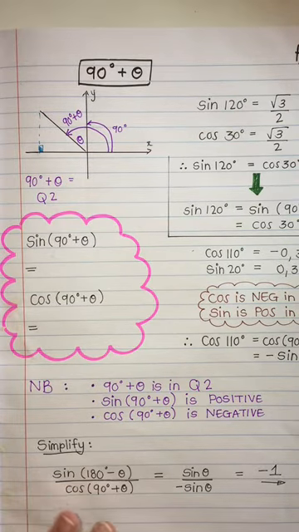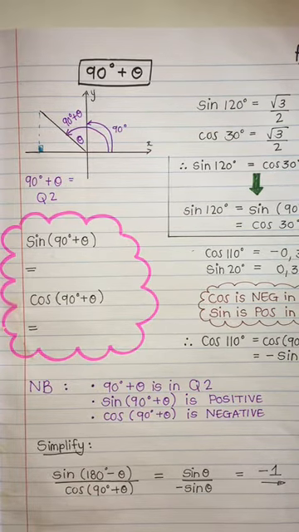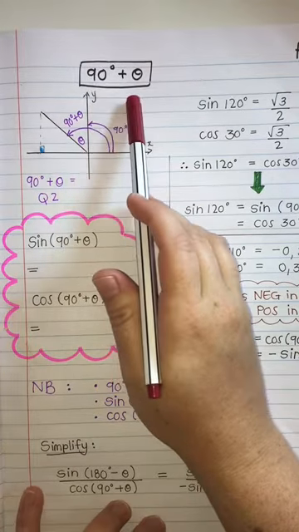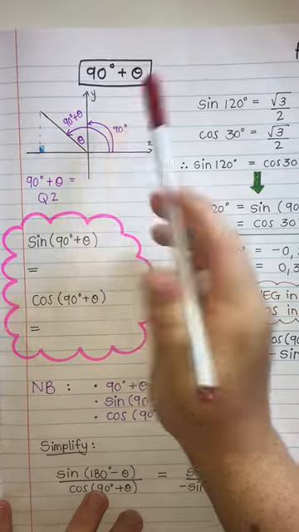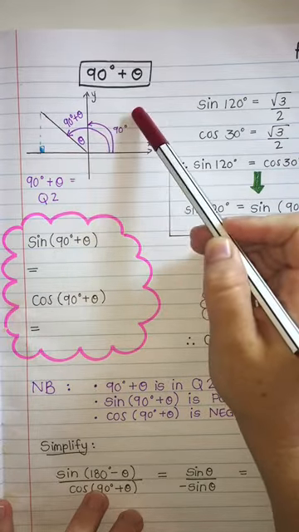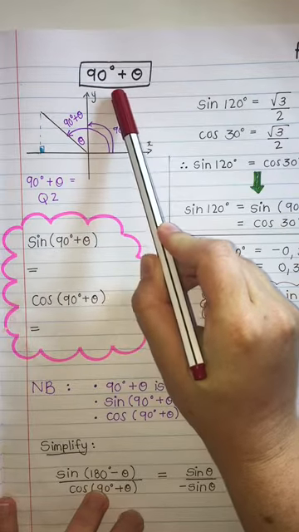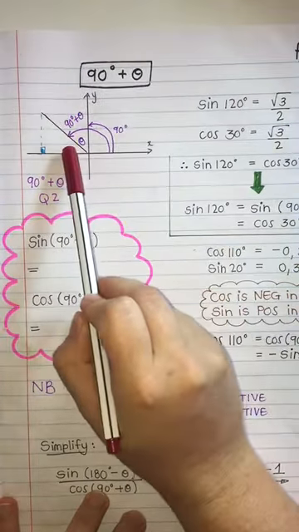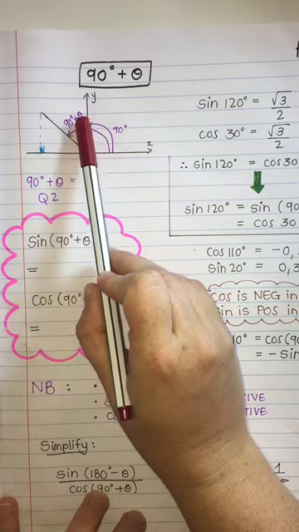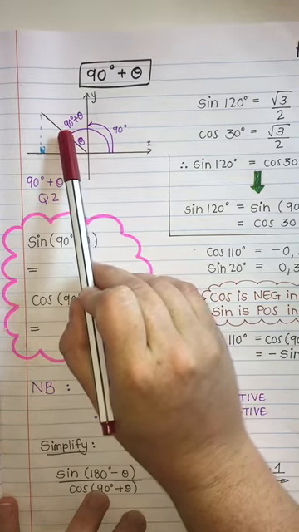Okay, this is part 2 of lesson 3. In this video, I'm going to show you 90 degrees plus theta. Previously, we did 90 degrees minus theta, which falls in the first quadrant. This reduction formula falls in the second quadrant. Do you see, guys? So it's 90 degrees all the way to the 90 degrees plus the theta angle.